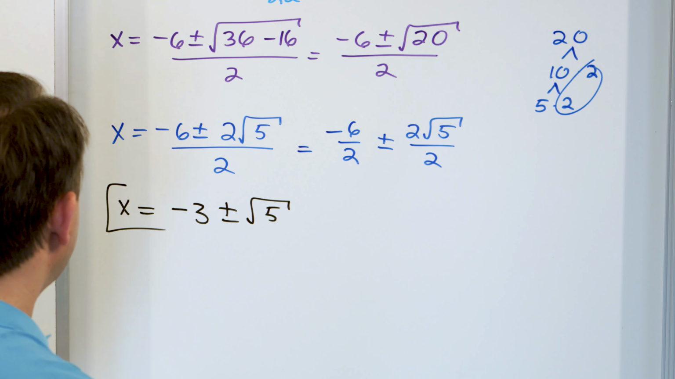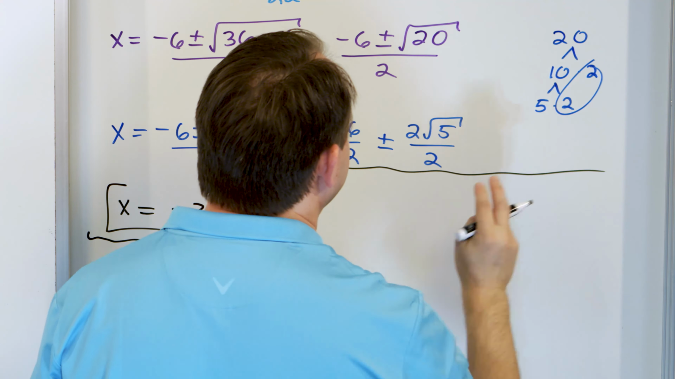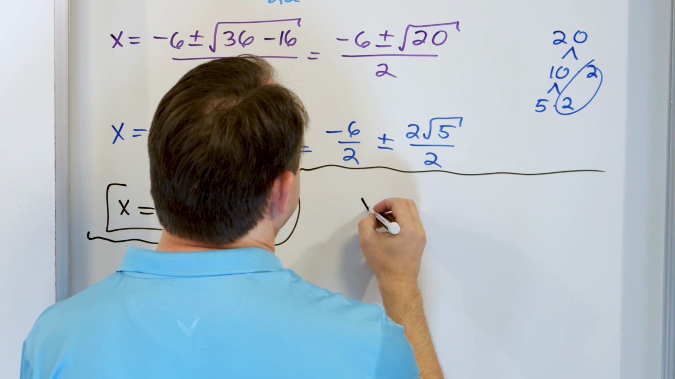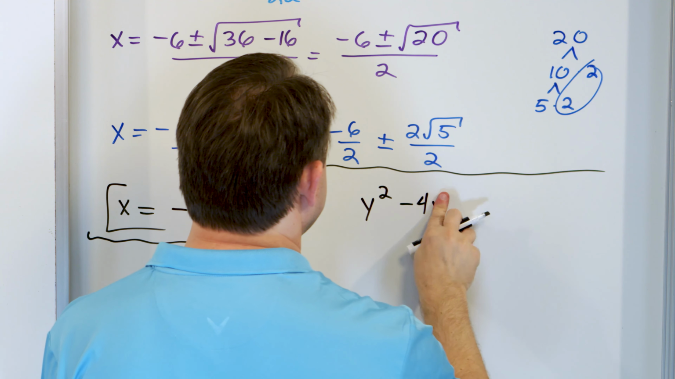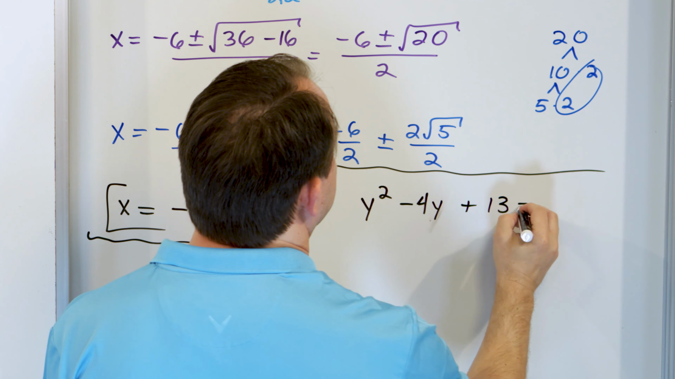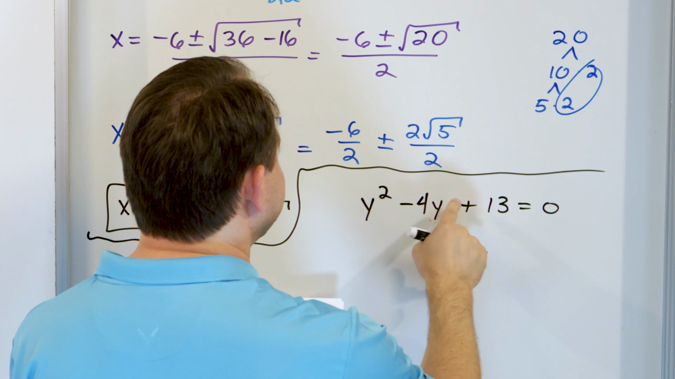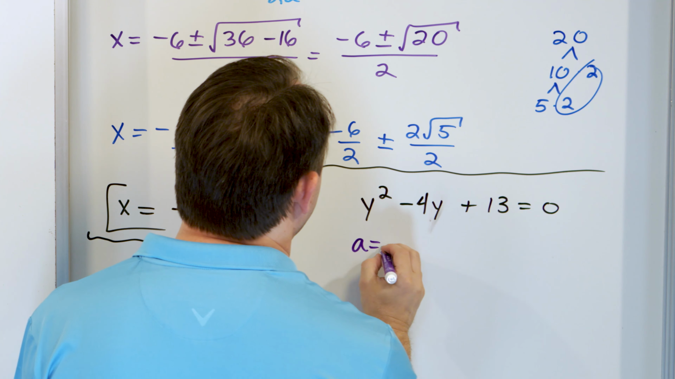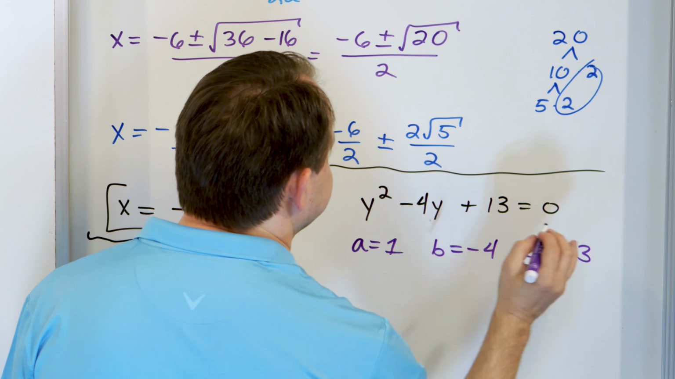All right, now for our last one, since we've done a little bit of this stuff, we'll crank through it just a touch faster. What if we have the quadratic y squared minus 4y plus 13 is equal to 0? So a is 1, b is negative 4, and c is 13. It's always a good idea in the beginning to write that down.